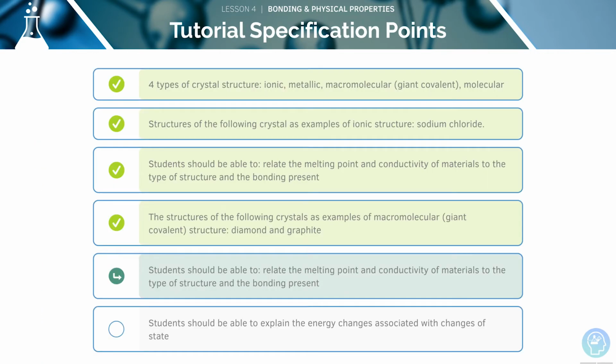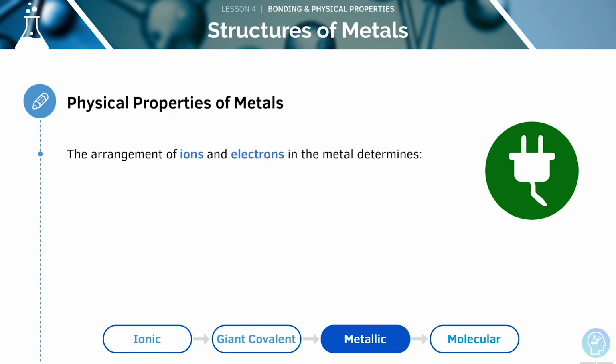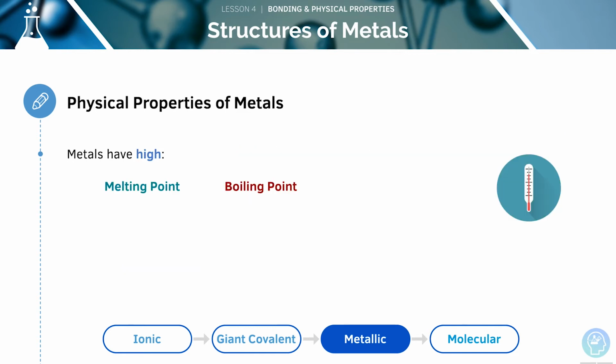Our next specification point covers the melting point and conductivity of materials. The physical properties of a metal are determined by its bonding. These include electrical conductivity, melting point, and boiling point. Metals will have a high melting and boiling point.